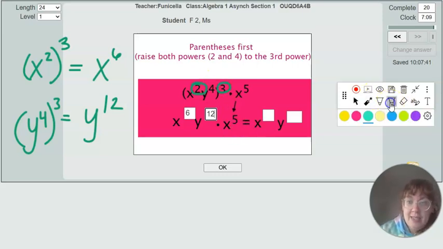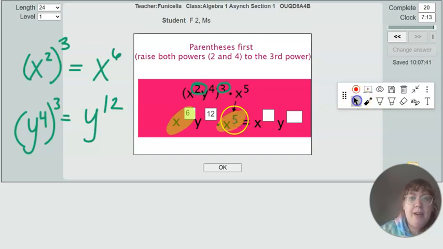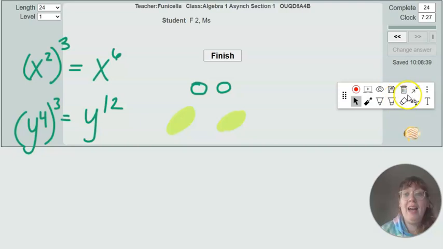And then we also have this x to the 5th. So we just want to take this x to the 6th and combine it with our x to the 5th. They're being multiplied, same base. So we add those exponents. So we have an x to the 11th times a y to the 12th. Hit OK. Voila! That is the end of the That quiz.